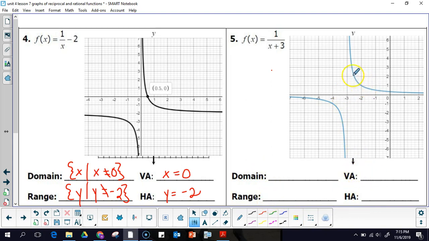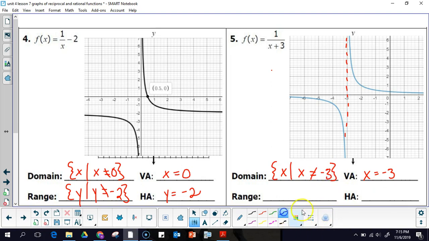It looks like it approaches this line right here. I'll just draw a little dotted line right here. So it looks like it approaches that line. That is where x equals -3. So our domain in set notation is all real numbers x such that x does not equal -3.